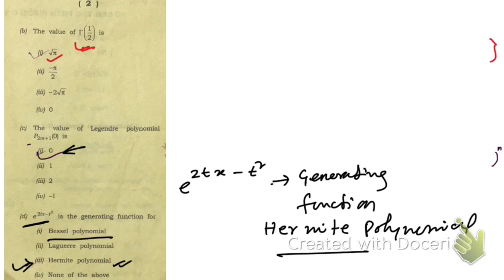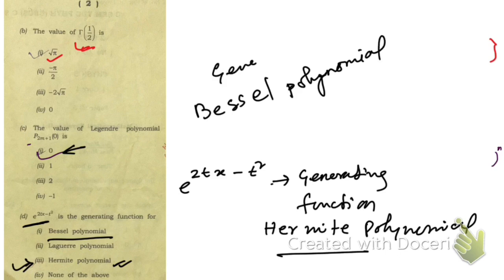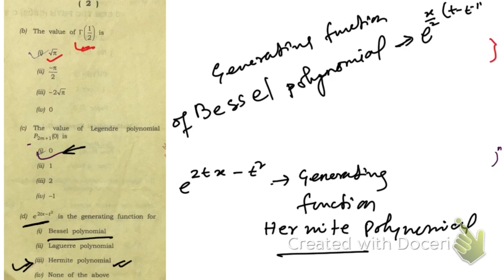And if you want to know the generating function of Bessel polynomials, let me write it here, as it may also be asked. The generating function of Bessel polynomial is e to the power x by 2 into t minus t to the power minus 1. That is the generating function of Bessel polynomial.